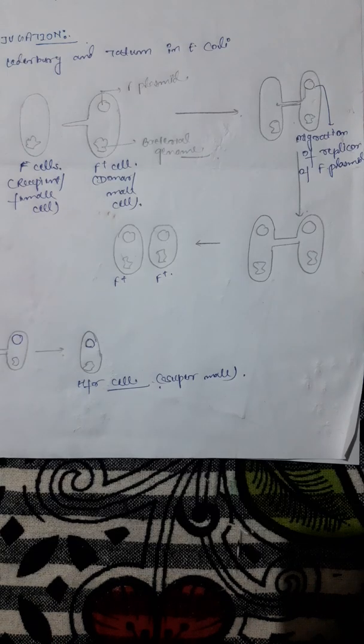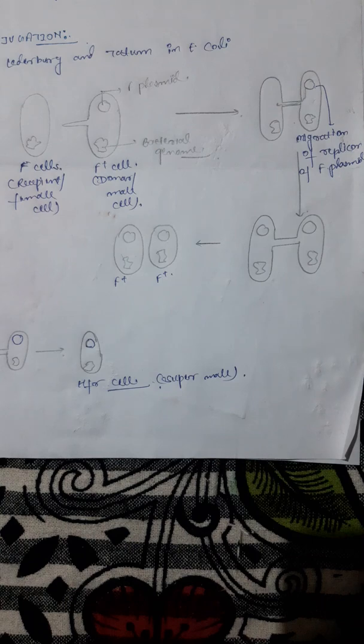So let's start with conjugation. This experiment was done by Lederberg and Tatum in E. coli bacteria. See, there is a special type of plasmid found in this bacteria called the F plasmid. Here F stands for fertility. The bacteria which has this F plasmid is called donor, F plus or male cell, and one which lacks this plasmid is called F minus cell, recipient or female cell. This female cell may contain any other plasmid, but they lack the F plasmid, that is fertility plasmid.